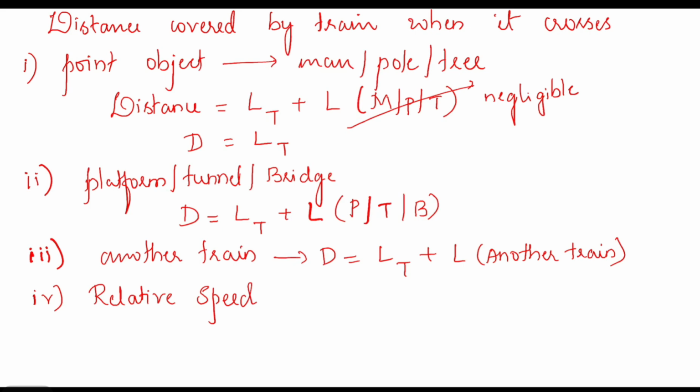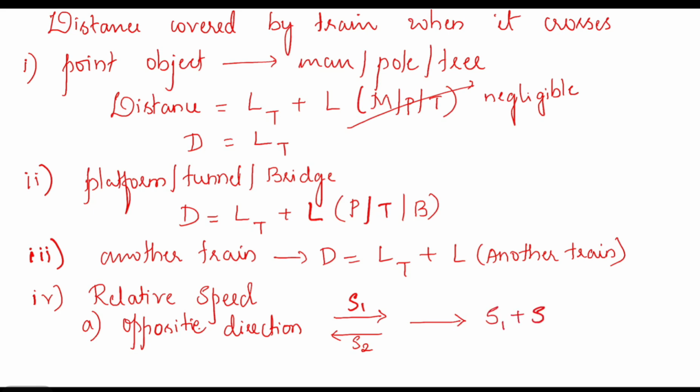When two bodies are moving in opposite direction, the two bodies can be anything, two trains, or a train and a car. When two bodies are moving in opposite direction, that is, one is moving in this direction, another is moving in this direction, we have to consider the speed of both the bodies. That time the speeds get added, s1 plus s2. So the relative speed when two bodies are moving in opposite direction, the speeds get added.